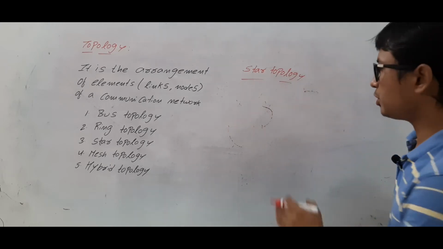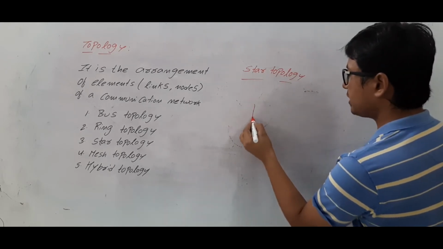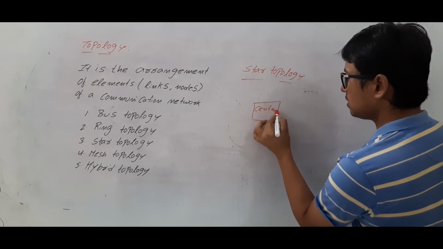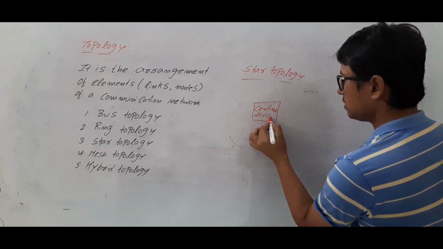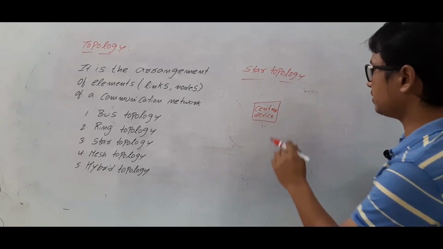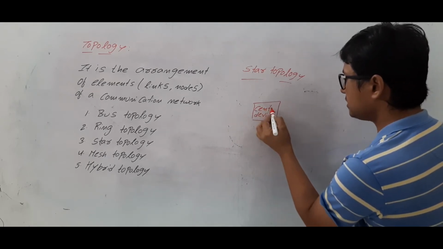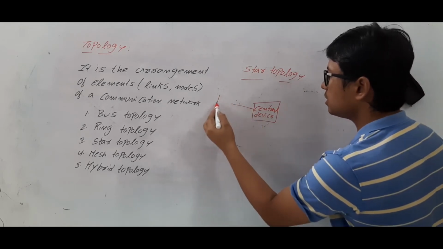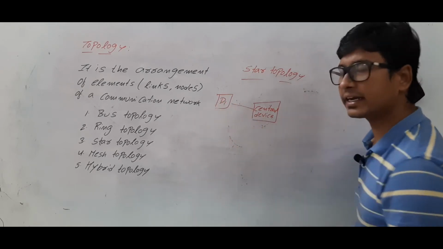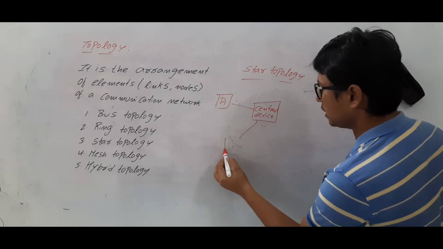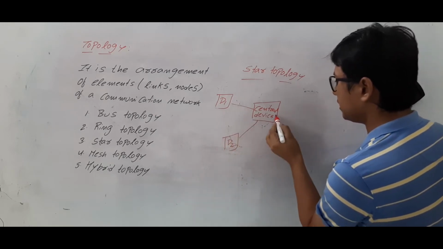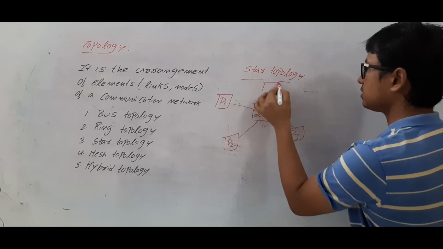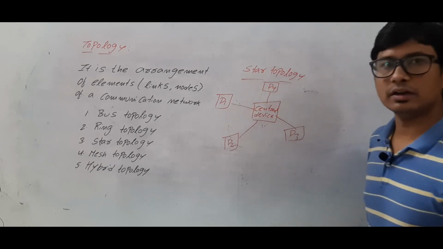In the star topology, we will have a central device. I hope it is clear for you. It is a central device, and from the central device we will have other devices connected: device 1, device 2, then device 3, device 4. Am I right or wrong?